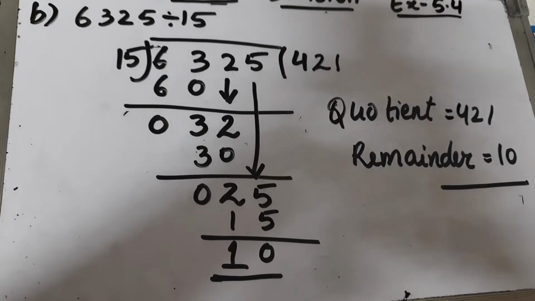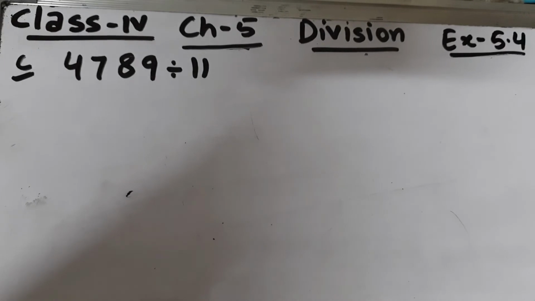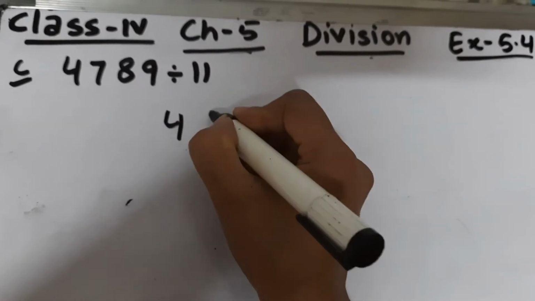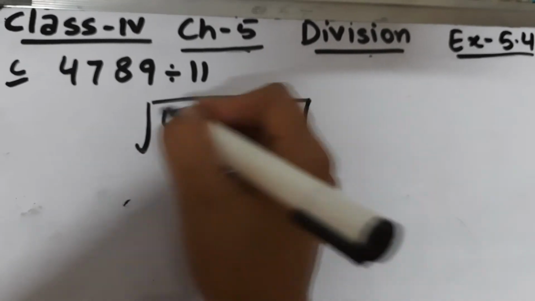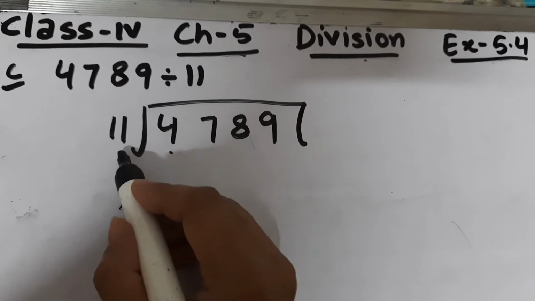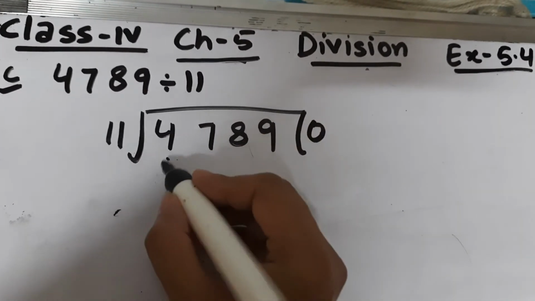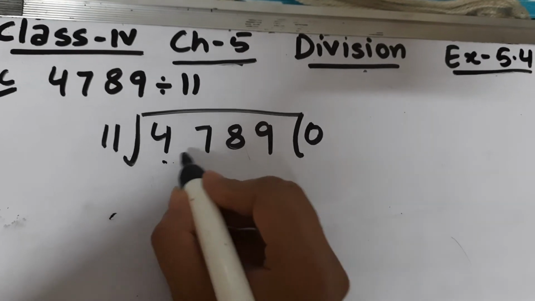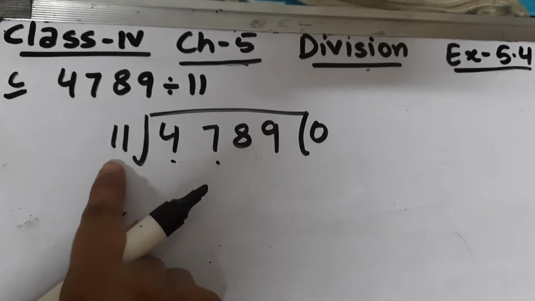Now let's start C part. C part is 4789 divided by 11. Our dividend is 4789 and divisor is 11. See, we cannot divide 4 by 11. So put a 0 at quotient and now we will combine 4,000s and 700s. So we will divide 47 by 11.